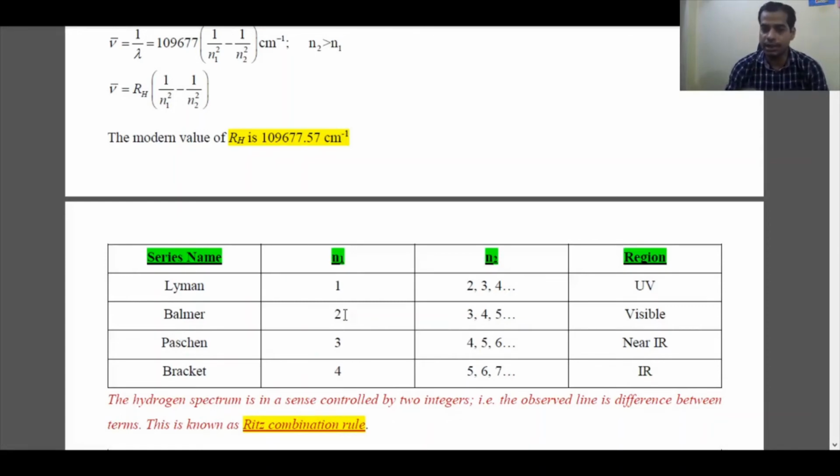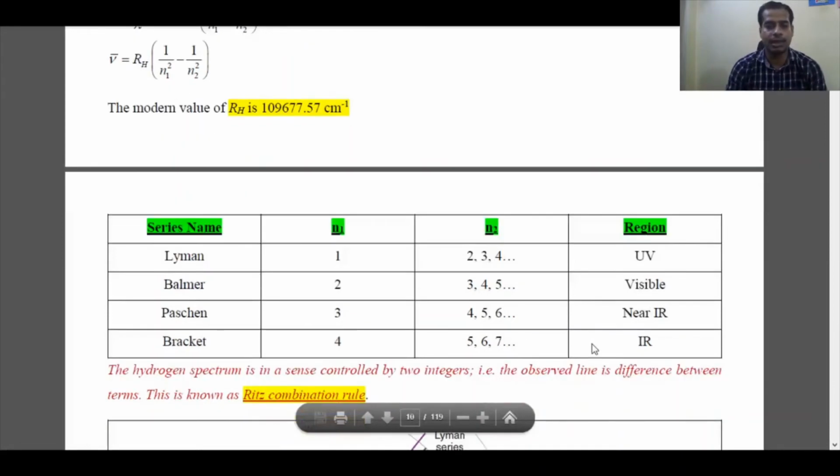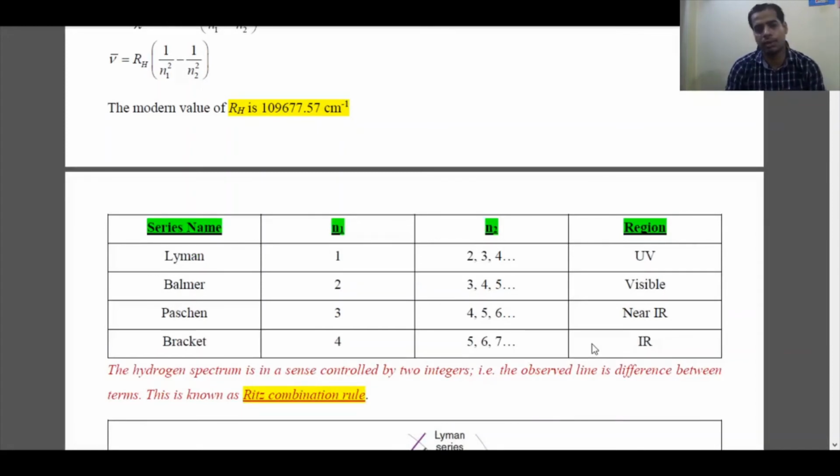And if such a transition takes place, then that kind of series is known as Balmer series, and it appears in visible region. Then the subsequent next kind of series is known as Paschen series, then Brackett series, then there is Pfund series. There are many. Up to Pfund series we know.